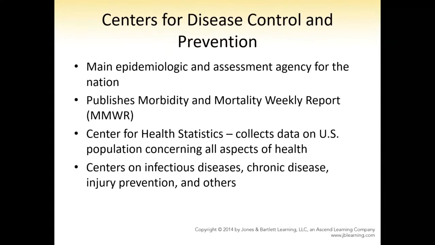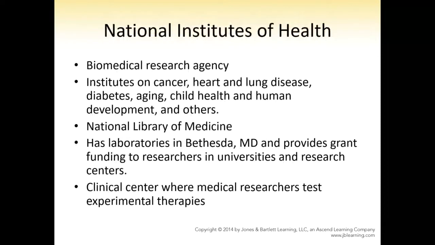The federal government has the Centers for Disease Control and Prevention, and this is really the main epidemiologic and assessment agency for our nation, for the United States. They publish a Morbidity and Mortality Weekly Report, which is how people die and get disabled. And within this is a Center for Health Statistics, and they collect data on the U.S. population concerning all aspects of health, death, and disability. And then also embedded are centers for infectious diseases, chronic diseases, injury prevention, and some others as well.